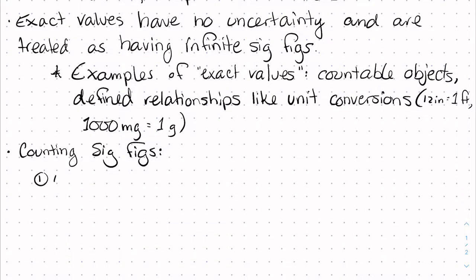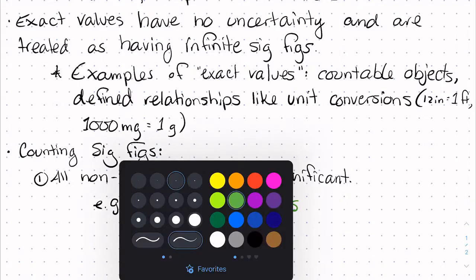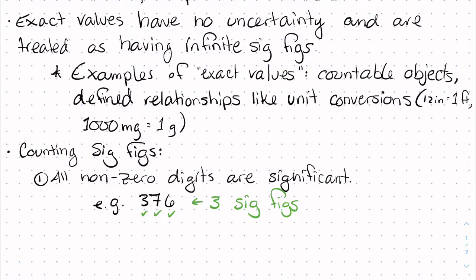The first one is that any and all non-zero digits are always significant. So for example, if we have the number 376, the 3, the 7, and the 6 are all significant. So this number has 3 sig figs in it. All non-zero digits are always significant. It's only zeros where things get a little bit weird sometimes.